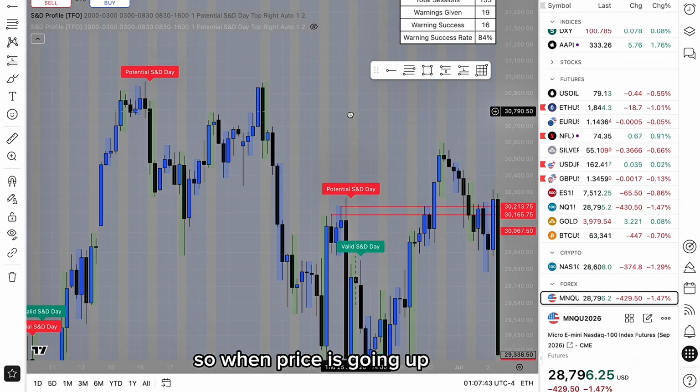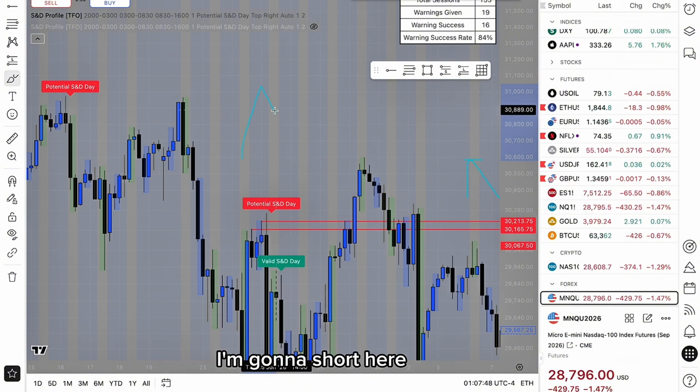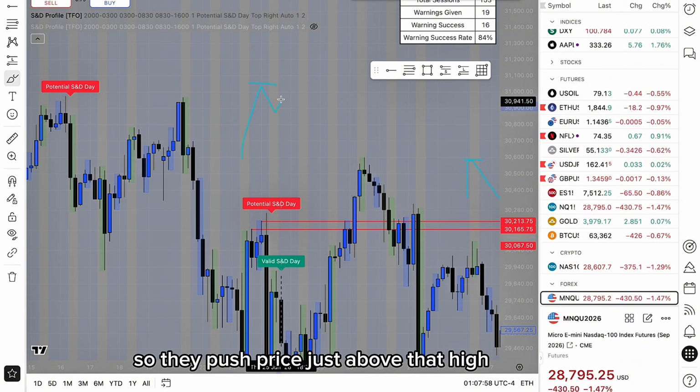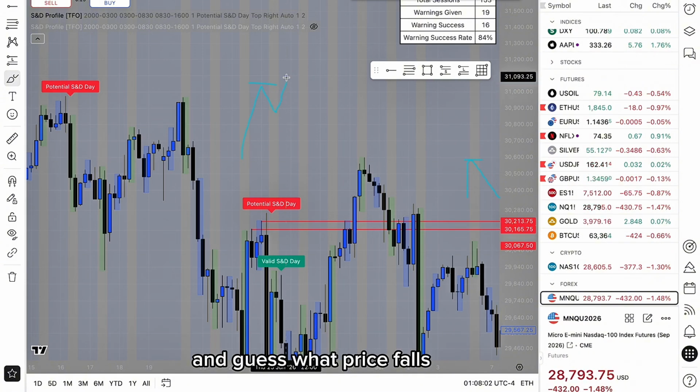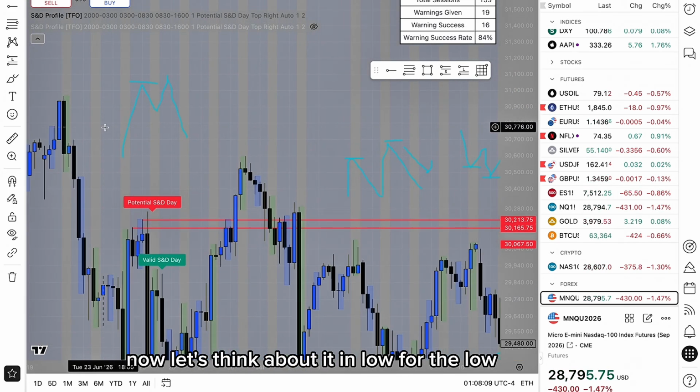So when price is going up, it makes a high. Everyone thinks, I'm going to short here. Where do they put their stop loss? They put their stop loss here, above that high. The banks know all the stops are there. So they push price just above that high. Everyone gets stopped out. And guess what? Price falls.